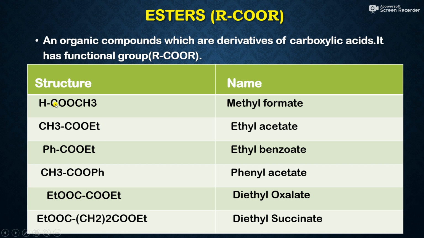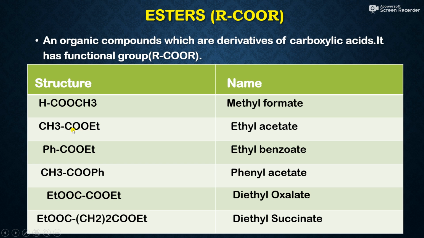So this is the very basic ester. Structure is HCOOCH3. Name of this ester is methyl formate. Any ester is made up of reactions of carboxylic acid and any alcohol. So this ester, methyl formate, is made up of formic acid and methanol. Likewise, all the esters are formed by corresponding carboxylic acids and alcohols.